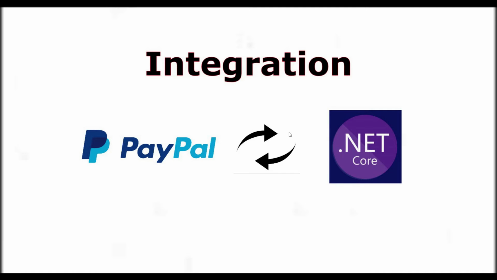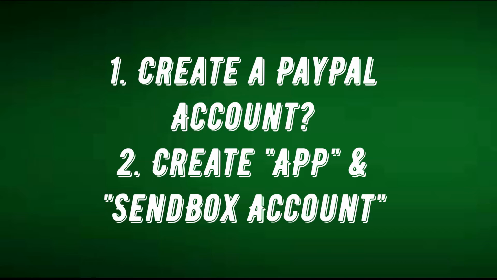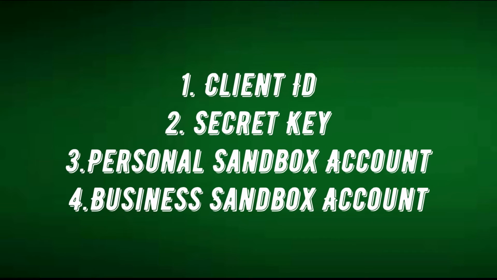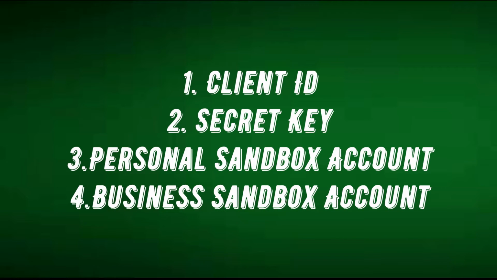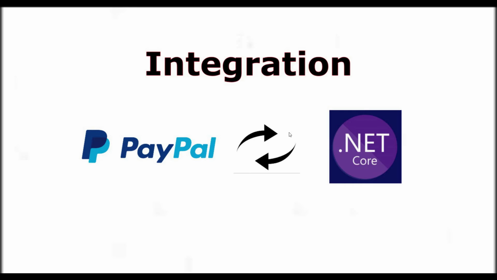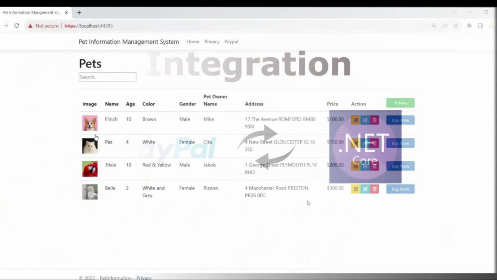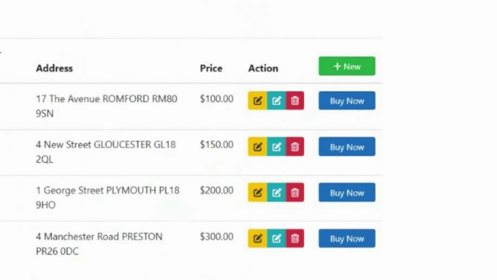There are two objectives of this video. First, we will sign up on PayPal, and after signing up, we will create an app on PayPal. After creating the app, we will have a secret key, and we have two sandbox accounts. The first one is a personal account and the second one is a business account, a merchant account. And we will have a secret key. In the later part of the video, we will use that secret key in ASP.NET Core in order to integrate the payment gateway in ASP.NET Core MVC.